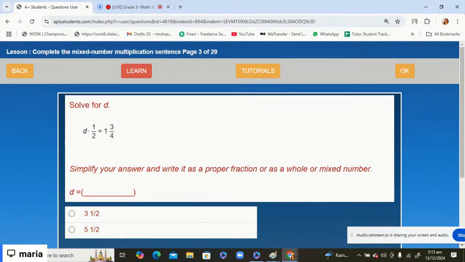Okay, solve this one. D dot 1 by 2 is equal to 1 into 3 by 4. Now you guys solve this one and then tell me the answer only. I'm waiting. First of all, just solve the mixed number. When you solve the mixed number, what's the answer you get? You will get the answer from 1 into 3 by 4 is 7 by 4. Okay.